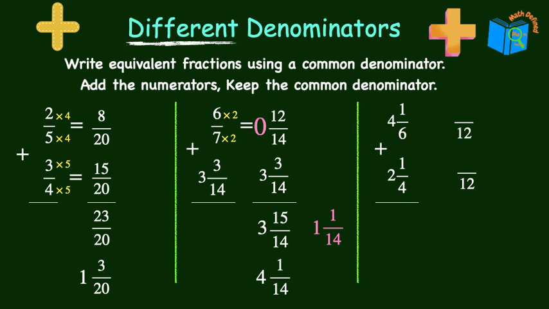I'm going to bring over the whole numbers first. Then starting with the top fraction, 6 times 2 is 12, and 1 times 2 is 2. Moving on to the bottom fraction, 4 times 3 is 12, and 1 times 3 is 3. Now we add the numerators, and 2 plus 3 is 5/12. Then adding the whole numbers, 4 plus 2 is 6. We don't need to simplify the fraction because 5 and 12 do not share any common factors.